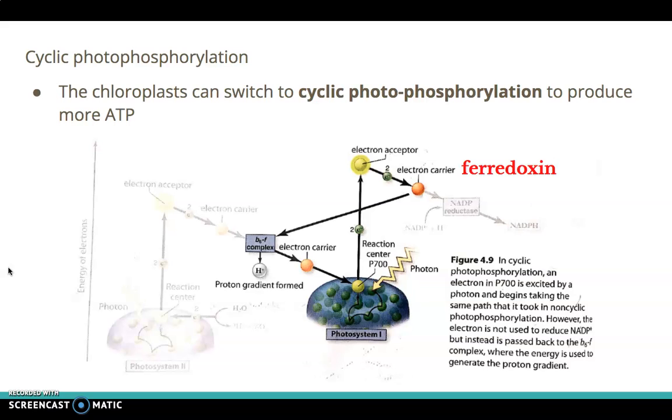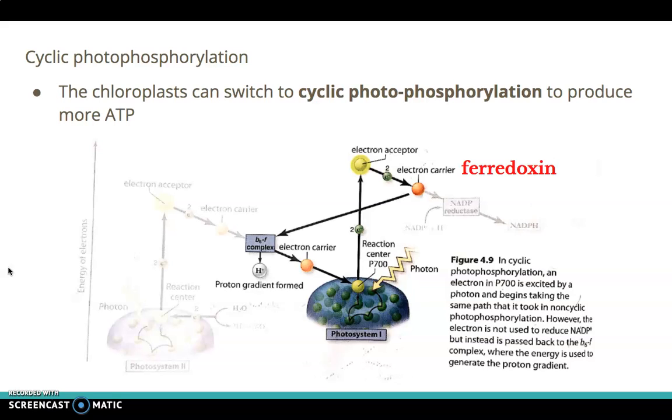How does the process switch into the cyclic process? What happens is that it actually switches and does not use photosystem 2. When those electrons go to photosystem 1, the ferredoxin will normally take it to make NADPH. Instead of this happening, the ferredoxin is going to take those two electrons back to the B6F complex in the ETC, and those energized electrons are going to again help to make the electrochemical gradient to help make more ATP. So this process only makes ATP.